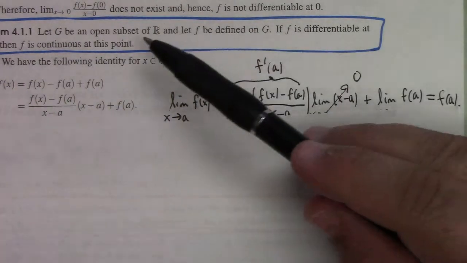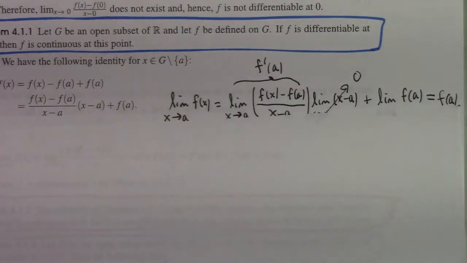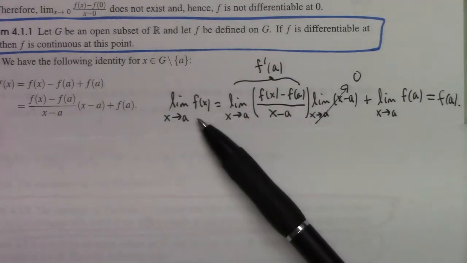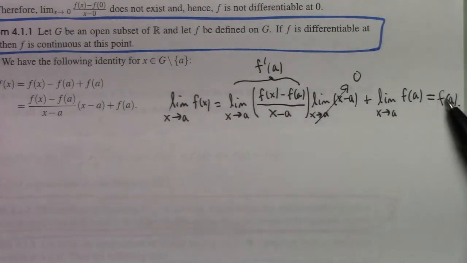And since we have an open subset, we know that every point is a limit point, I believe. And consequently, continuity is captured by saying the limit as x approaches a of f of x is equal to f of a.